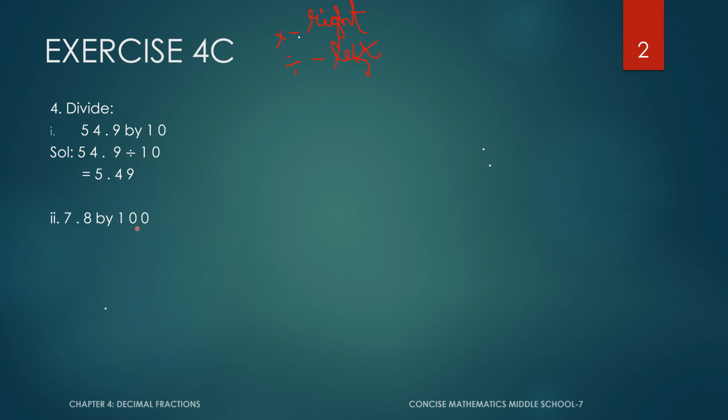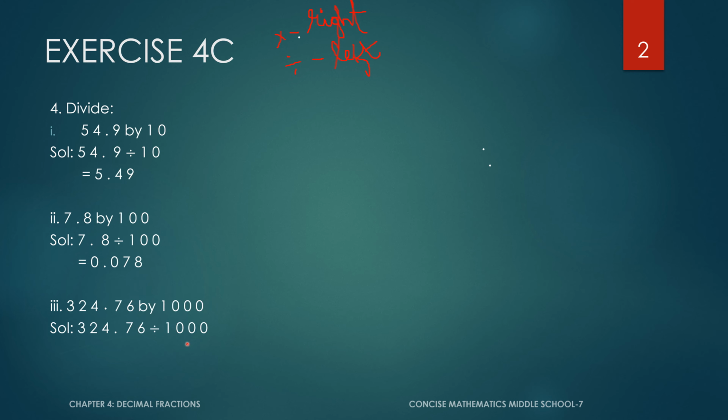Similarly here we are dividing this 7.8 by 100. For this 100, how many zeros are over here? Two zeros, right? So keep a point over here and move it two places. That is 1 over here. For moving another place, you don't have anything, so just place a 0 and move it over here. That means 0.078. Right? That is 0.078.